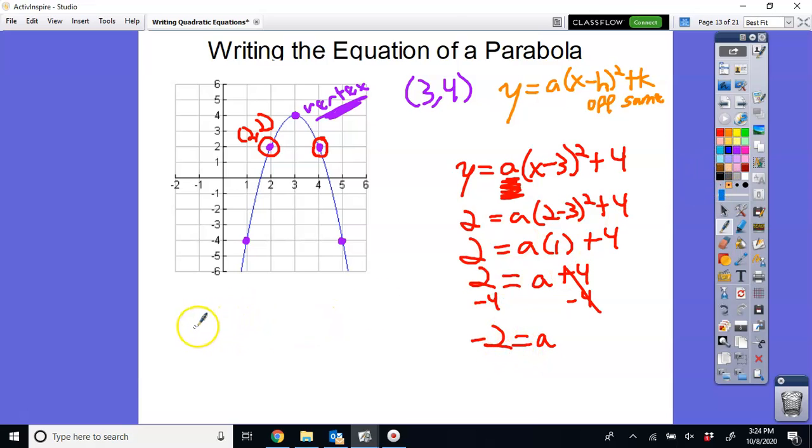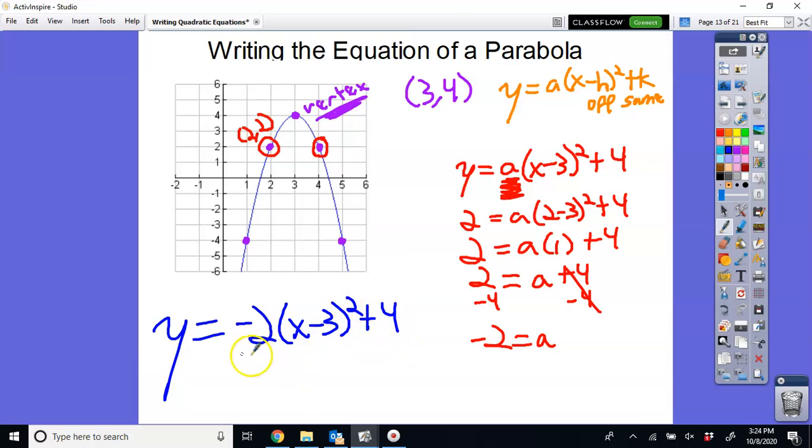That means my final answer would be y equals negative 2 times (x minus 3) squared plus 4. And we're going to talk about how we can go backwards and actually get the graph from the equation next time. We are practicing just writing the equations this time. So this equation is the equation of a parabola, and it's using the vertex and another point. So if you have the vertex, use the vertex form and another point to help you get it.